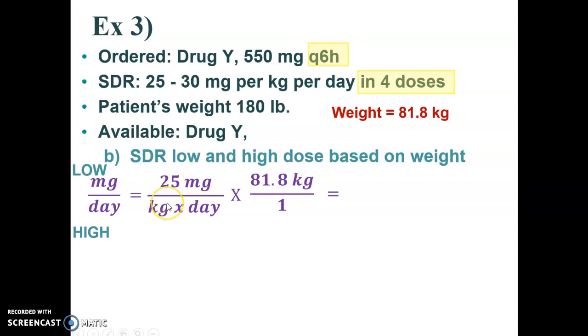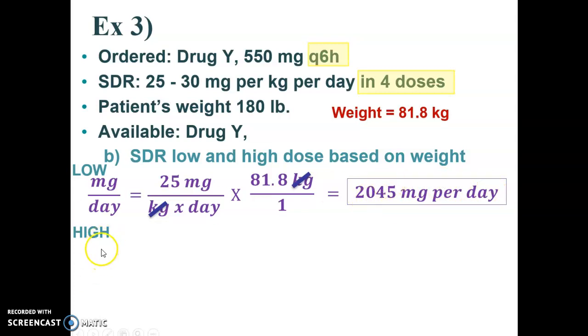All right, so is that everything that we need? The kilograms get to cancel. We have milligram on top, day on bottom, which is what we were looking for, right? So yeah, we're ready to go. So we'll multiply the tops, multiply the bottoms are all just 1. So I really don't even need the bottom here. So we're just going to multiply the tops. 25 times 81.8 is going to give me 2,045 milligram per day. Okay, so that's the low end of my safe dosage range.